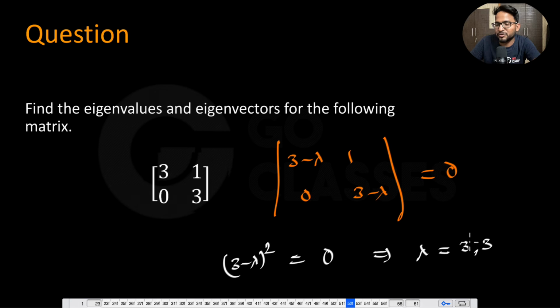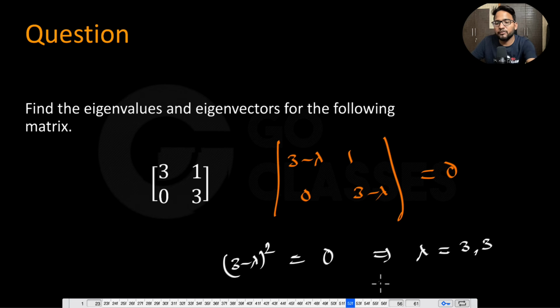Although it is just one lambda, I will say that these are the 2 lambdas, and both are the same. So I will say this is lambda 1, this is lambda 2, and lambda 1 and lambda 2 are equal. If it is repeating 2 times, I will say 2 lambdas. If these are repeating 3 times, I will say 3 lambdas. I hope that is fine.